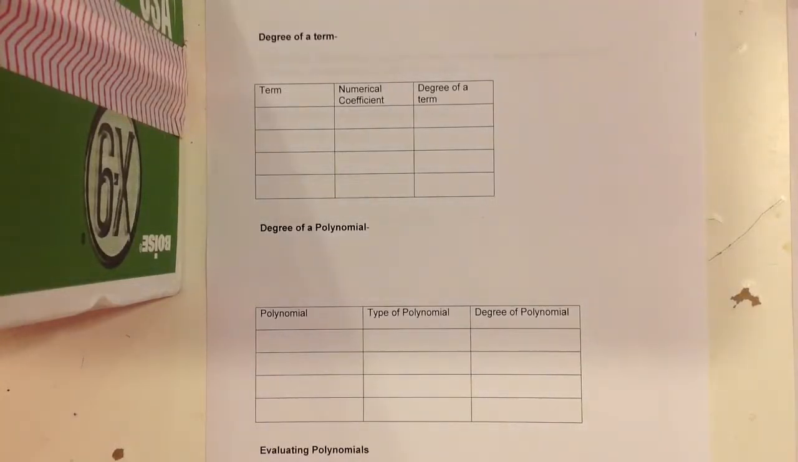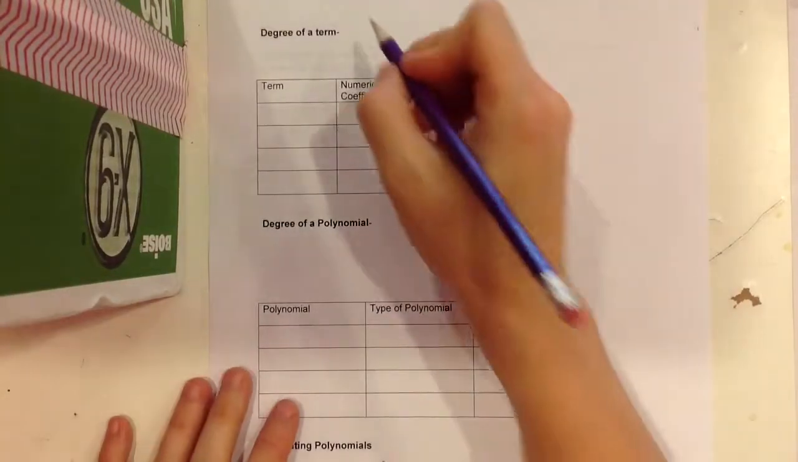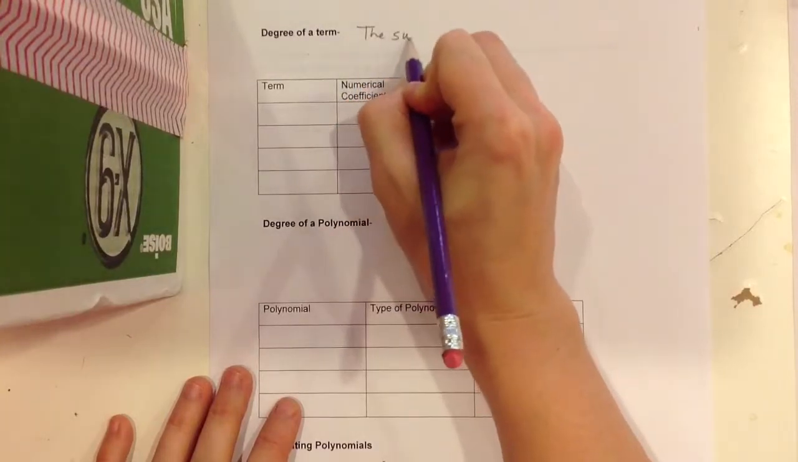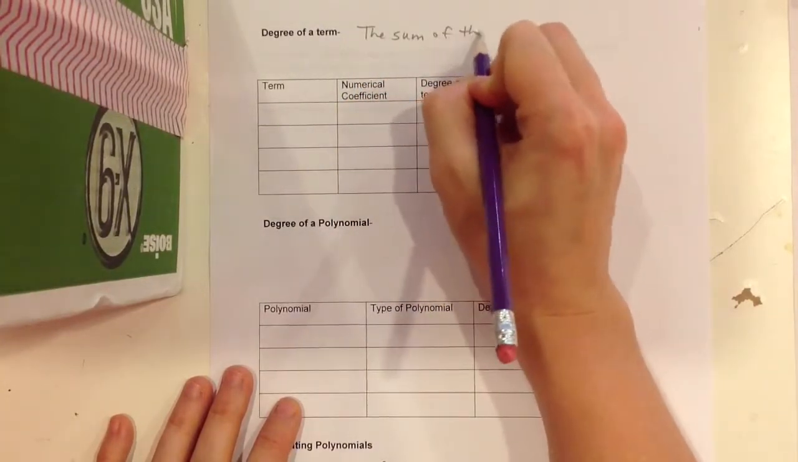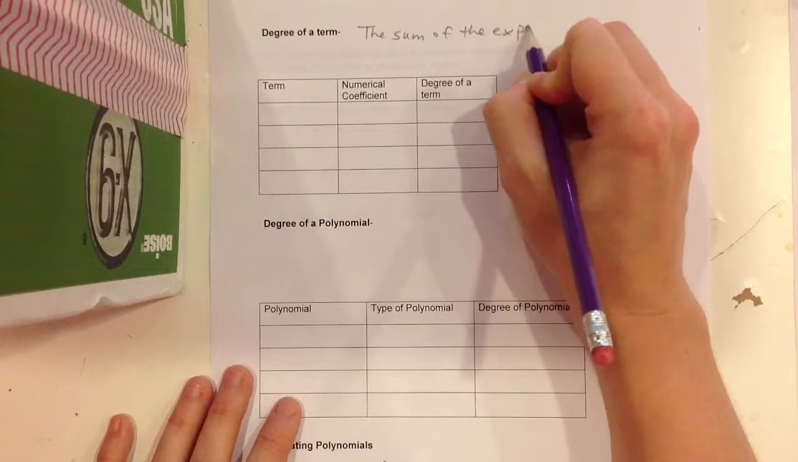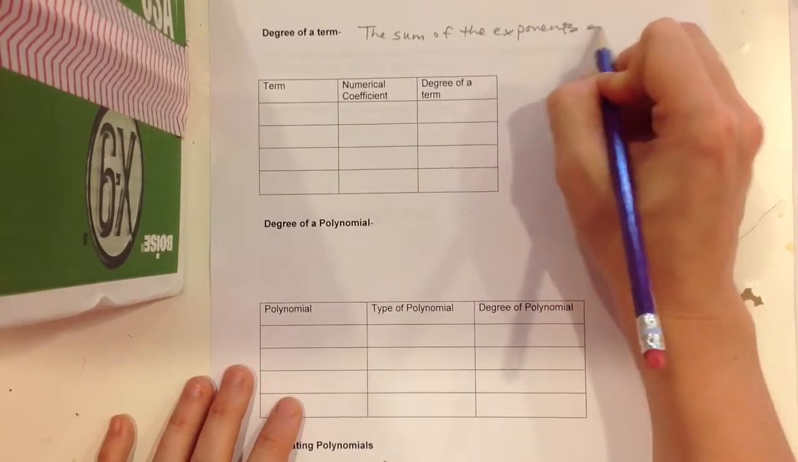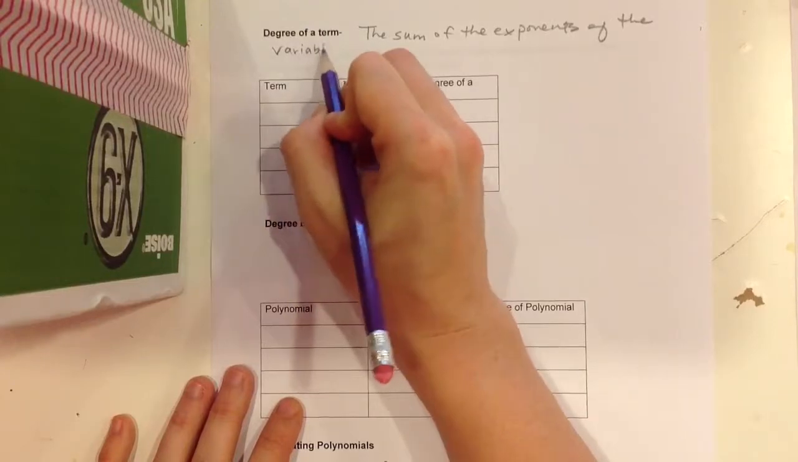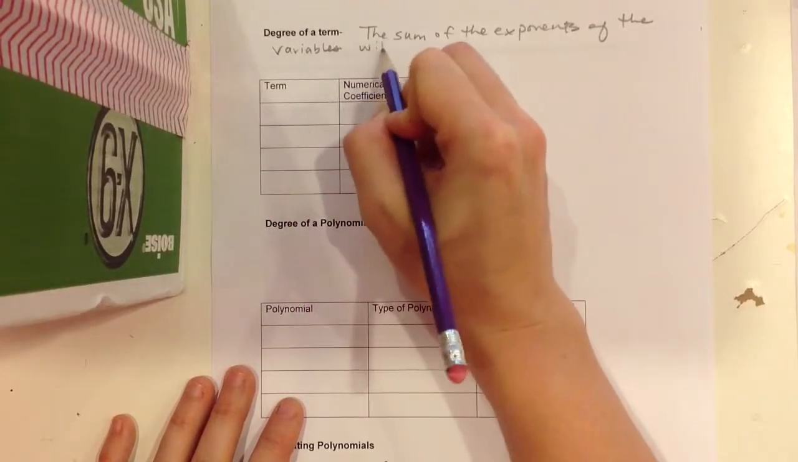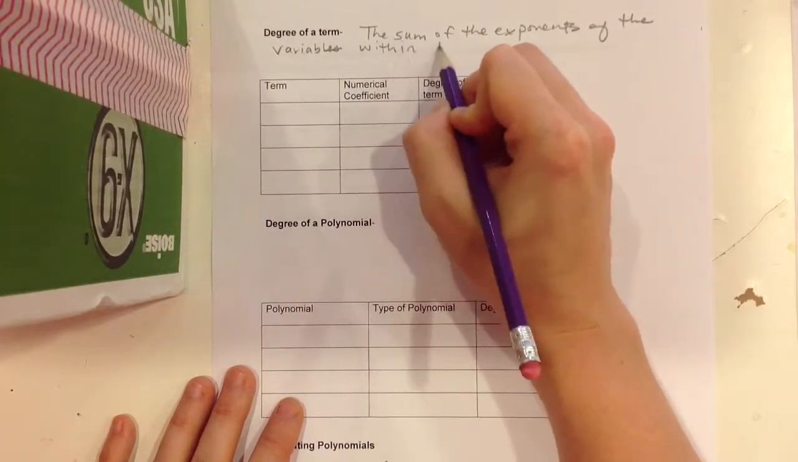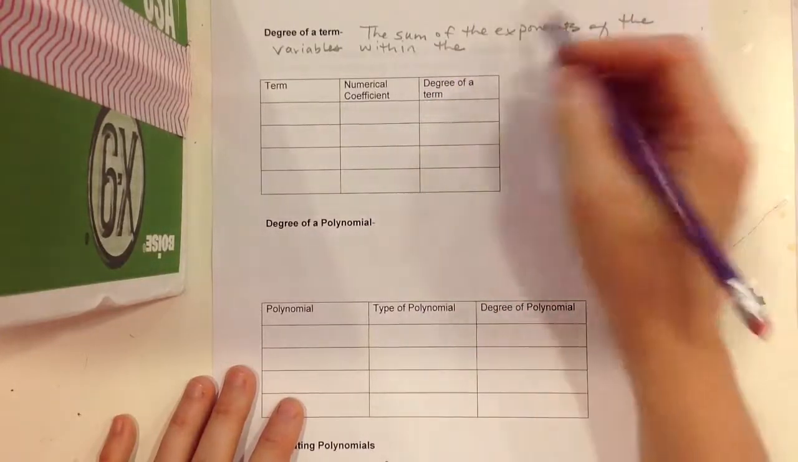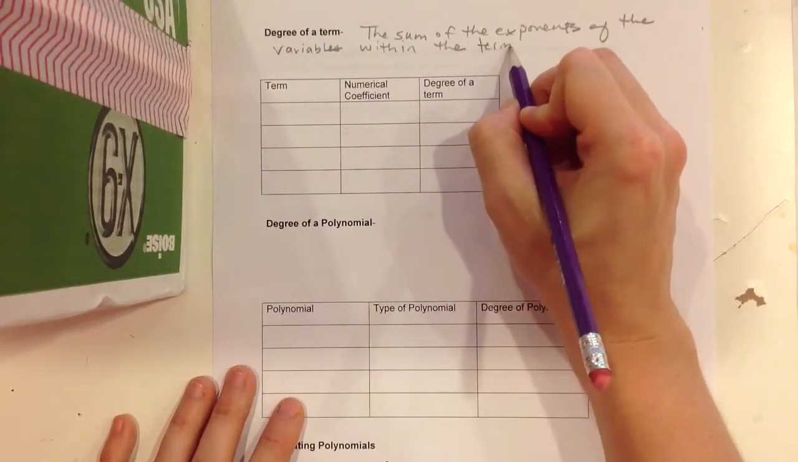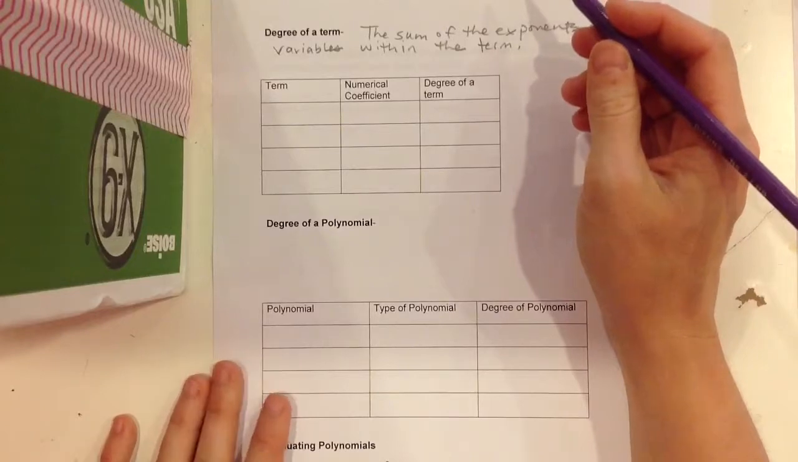All right, we're going to start with degree of a term. The degree of a term is the sum of the exponents of the variables within the term. And I'm going to give you some examples.